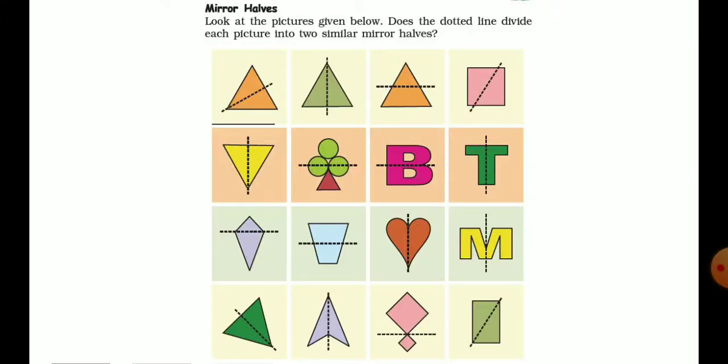Mirror halves. Look at the pictures given below. Does the dotted line divide each picture into two mirror halves? So first picture, a diagonal line cuts this triangle into similar mirror halves, yes or no? Yes. Next, vertical line of symmetry. So this picture divides into two similar mirror halves, yes.